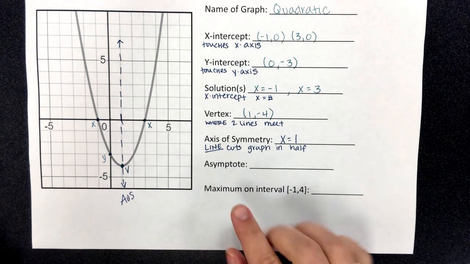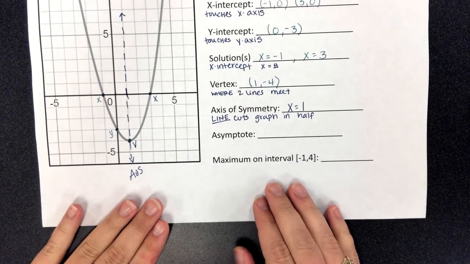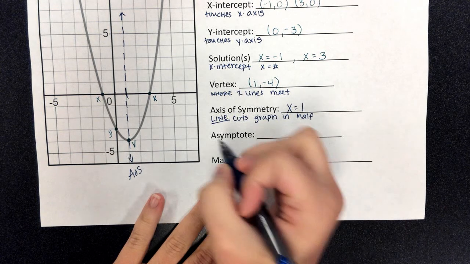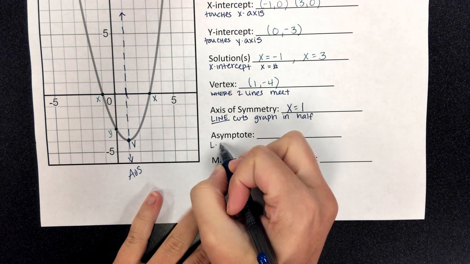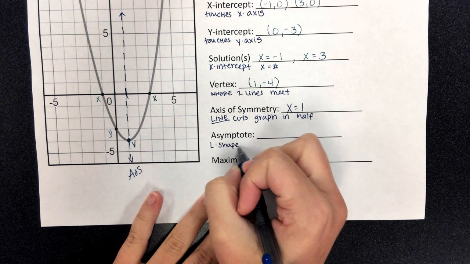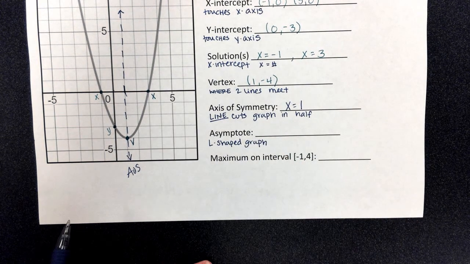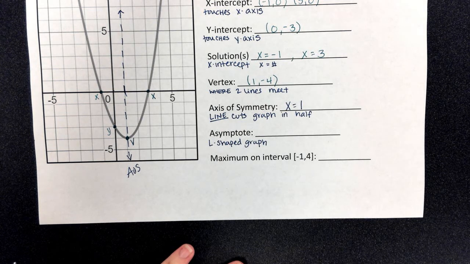An asymptote. This is probably a new word. I'd really write this one down. An asymptote, first thing you need to know, is only on an L-shaped graph. If your graph is not an L shape, you do not have one. Now, when I say L shape, I mean any L.